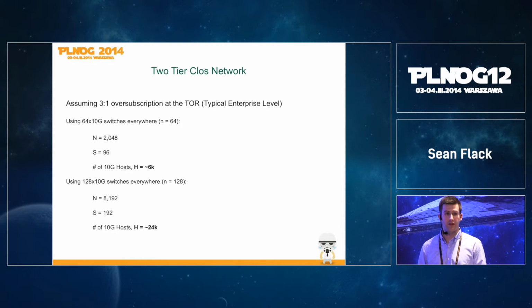Now, where we are in 2014, we have 128 times 10 gig merchant silicon switches with the likes of Trident 2. Using these, to provide 8,000 ports down to the top of rack, we can use 192 switches, and we've now provided the hosts with 24,000 10 gig ports. So only by doubling the number of switches in the design from 96 to 192, we've effectively quadrupled the number of ports to the host. So it's kind of matching Moore's law in terms of increasing throughput.